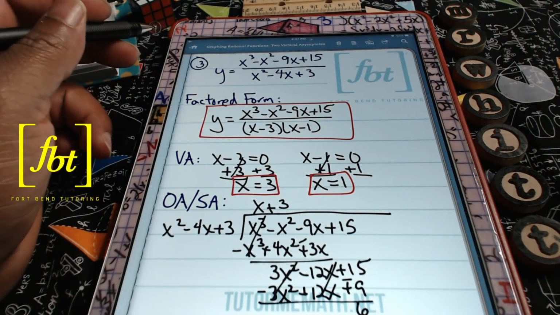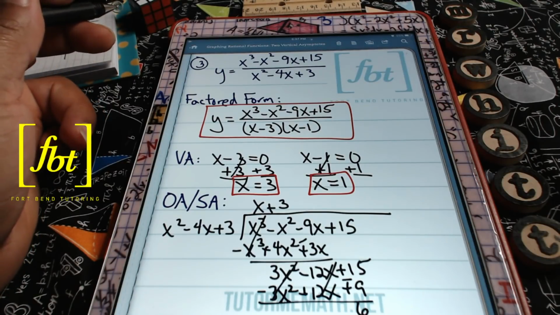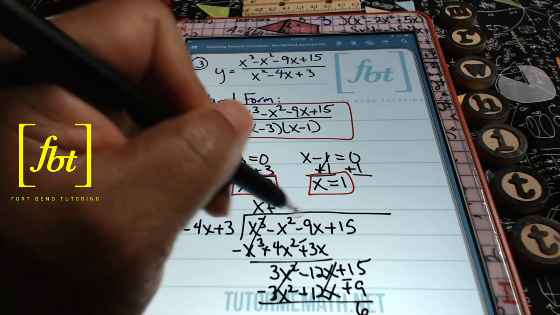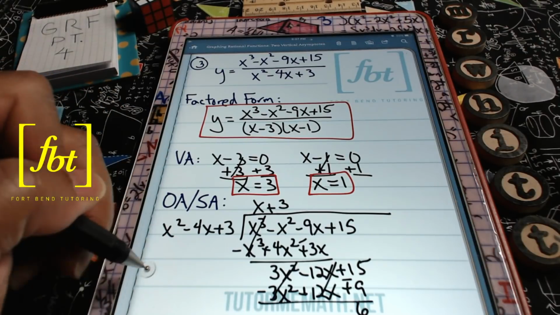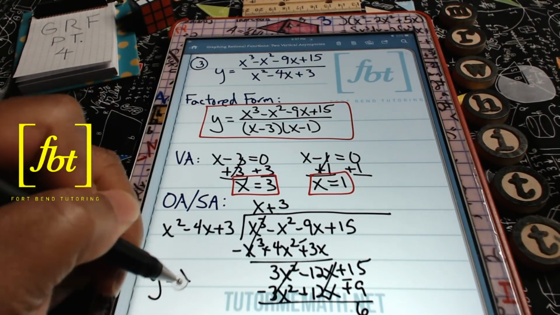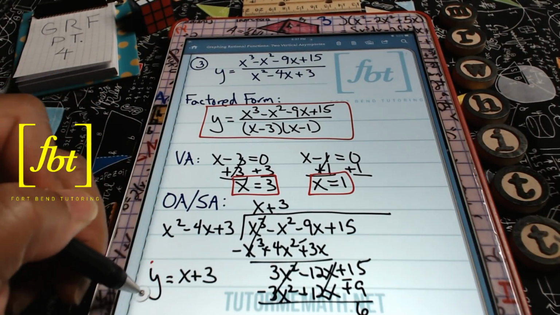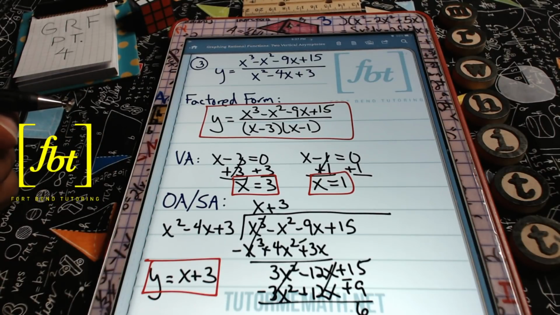And so all we want for our slant asymptote is this, that x plus 3. So we'll be writing that as y equals x plus 3 as our slant asymptote. That's what we have, y equals x plus 3.